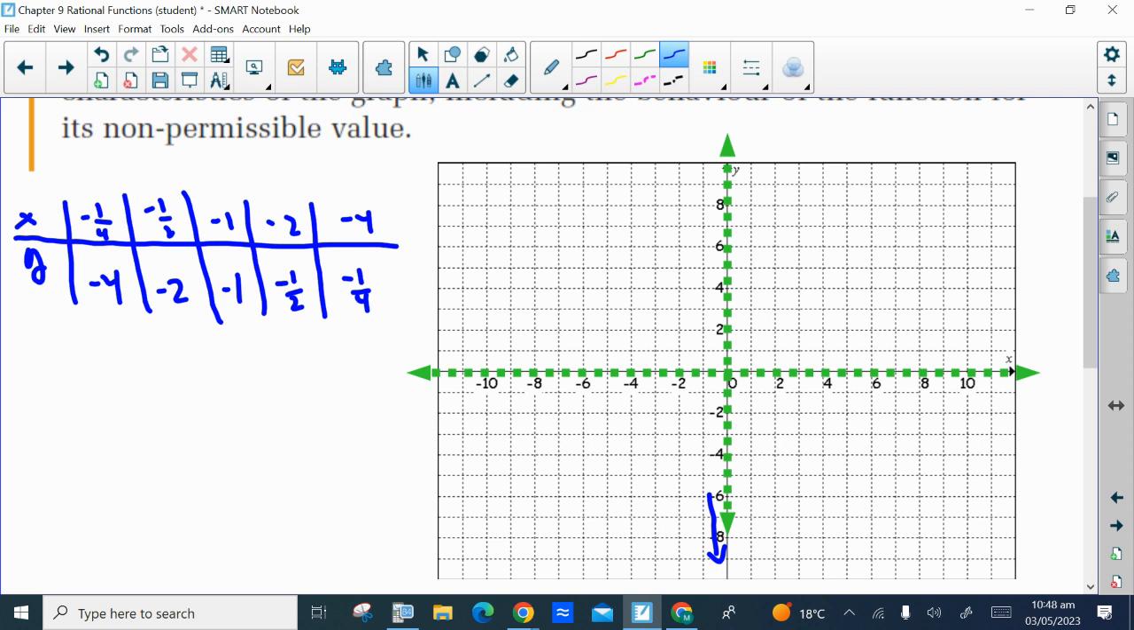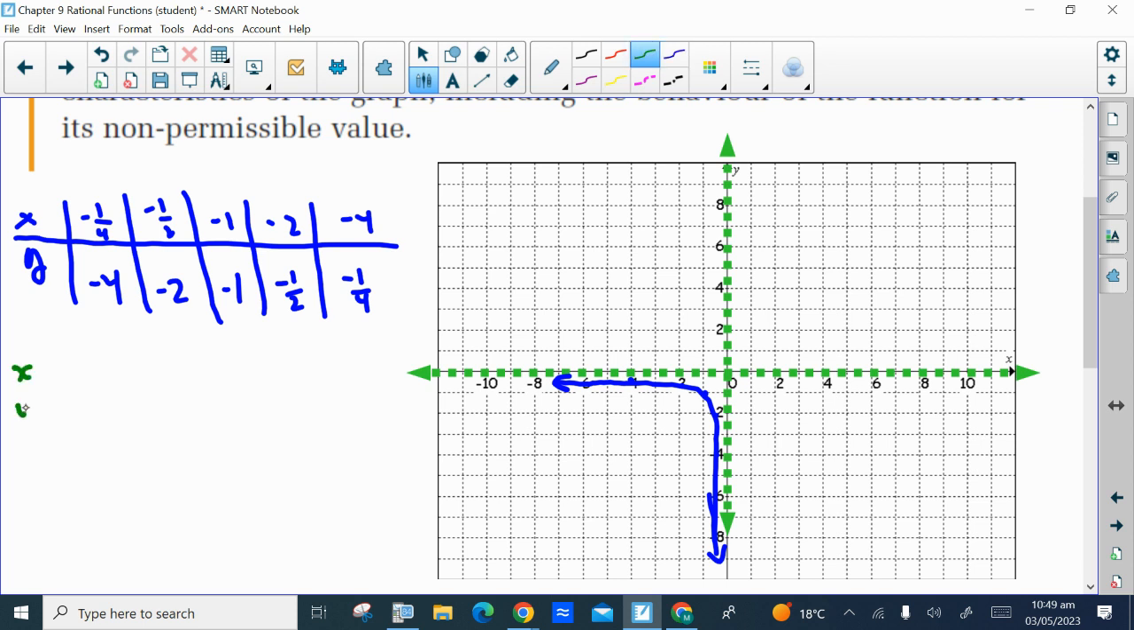I've got some key points I can put on here: negative 1/4, negative 4, negative a half, negative 2, negative 1, negative 1, negative 2, negative a half, and negative 4, negative a quarter. So this is what this branch of the graph looks like. And again, as x gets smaller and smaller, the value of y will get closer and closer to 0, but it'll never get there. So that's that branch of the graph.